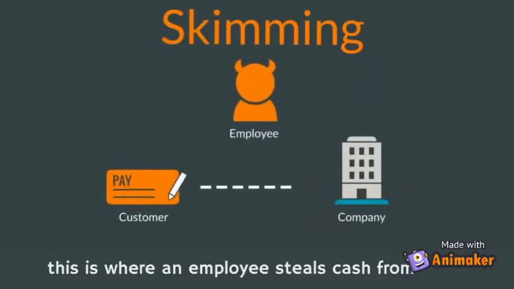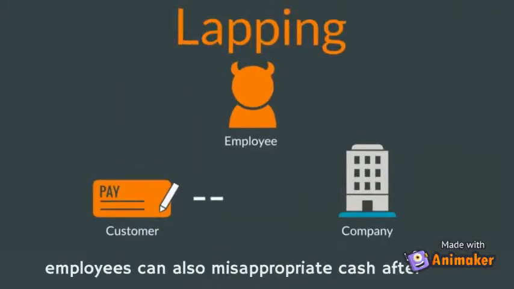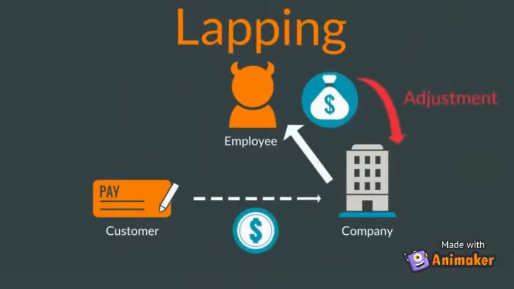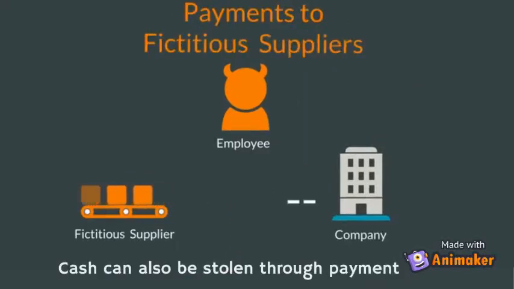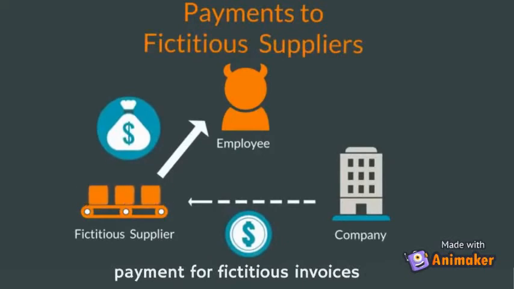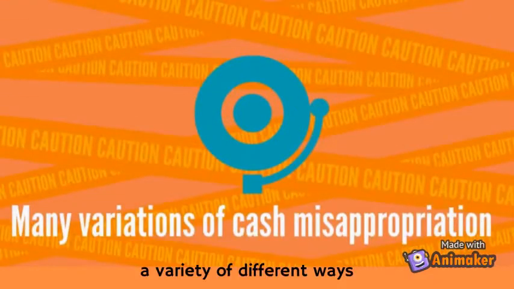This is where an employee steals cash from a customer before it's ever recorded by the company. Employees can also misappropriate cash after it's been booked into the accounts by reversing a sale, or cash can also be stolen through payment schemes to fictitious suppliers or payments for fictitious invoices. Other asset misappropriation happens in a variety of different ways.